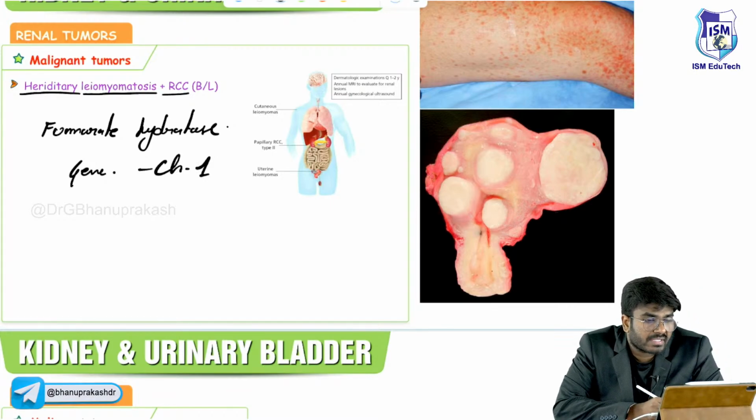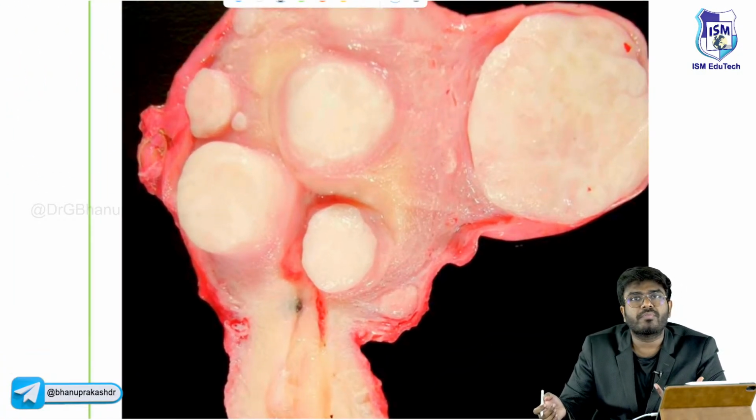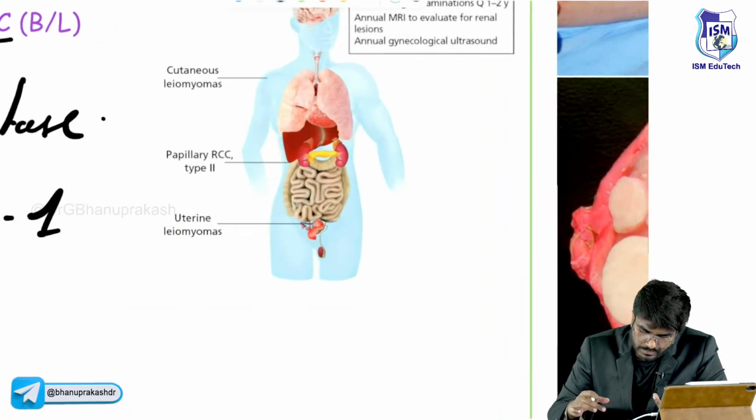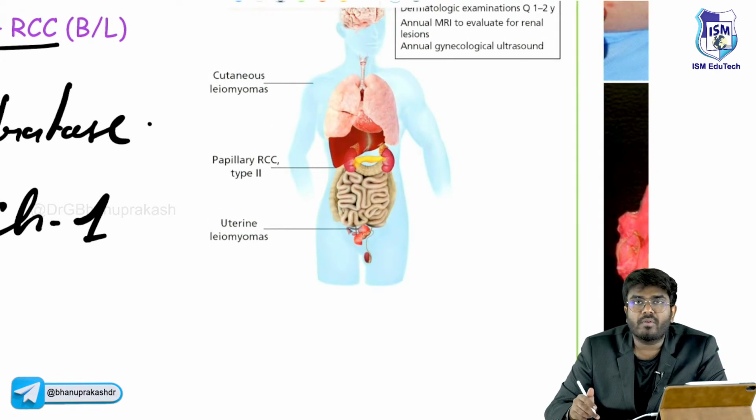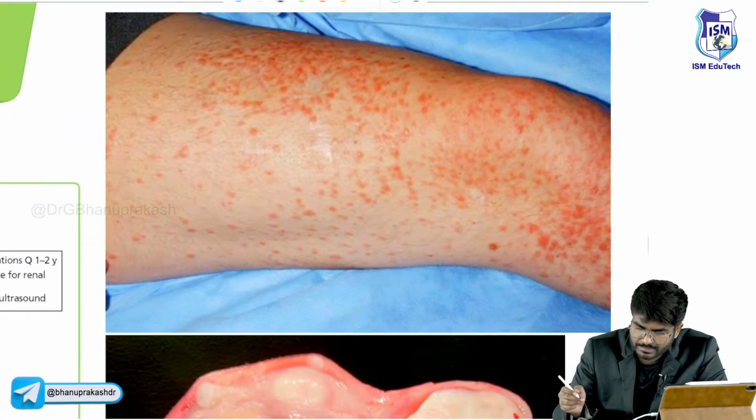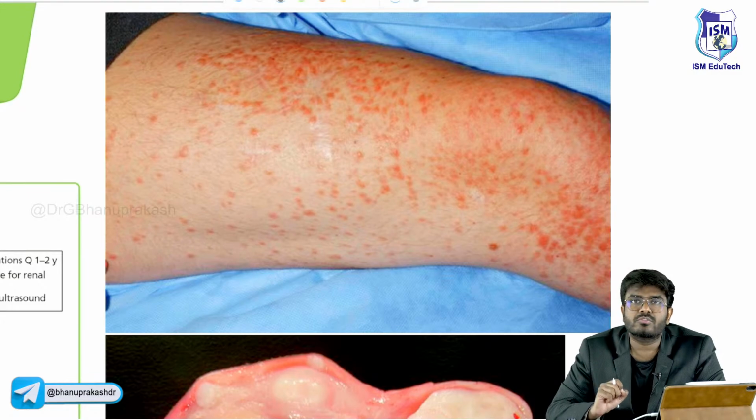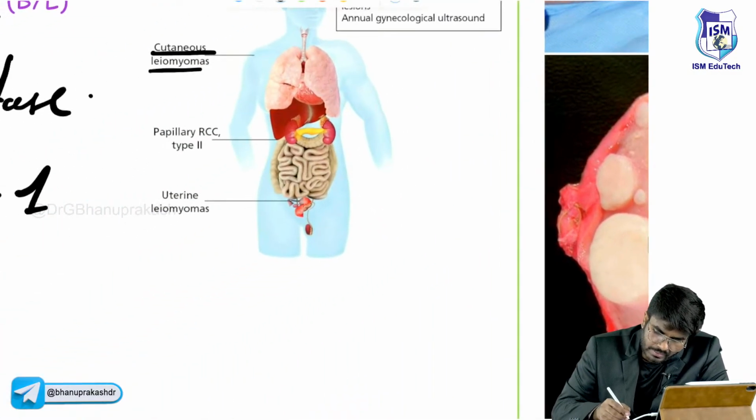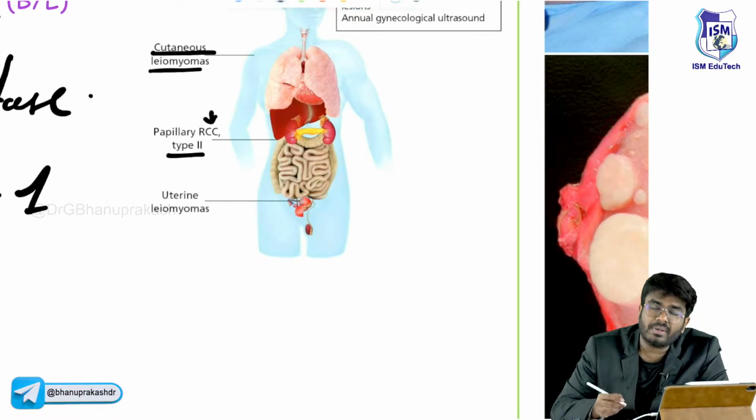So those who have this hereditary leiomyomatosis with bilateral renal cell carcinoma, which involvement are they going to have, sir? In the name itself, it's there. Look, hereditary leiomyomatosis. Leiomyomas in the uterus, sir. The fibroids, leiomyomas. And look here. The person who has this hereditary leiomyomatosis with bilateral renal cell carcinoma has cutaneous involvement, cutaneous leiomyomas. Small kind of things. And type 2 papillary renal cell carcinoma.